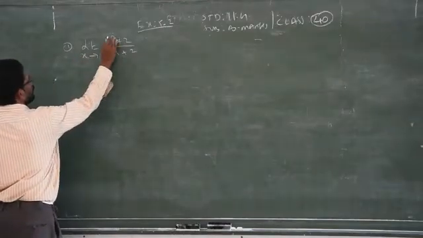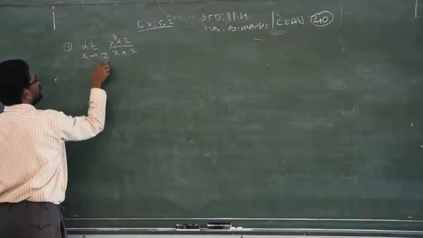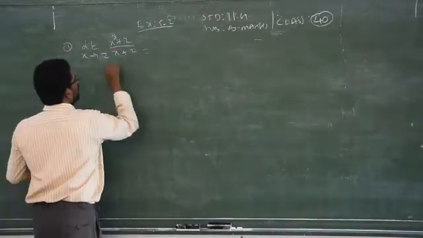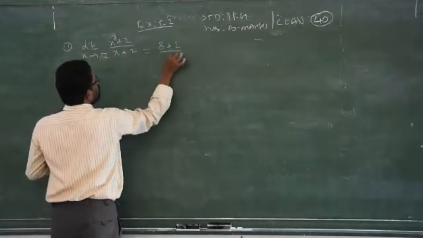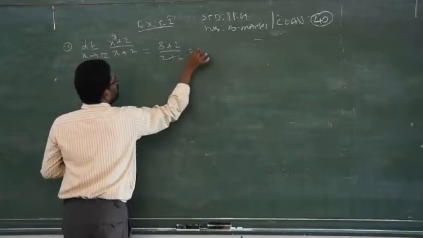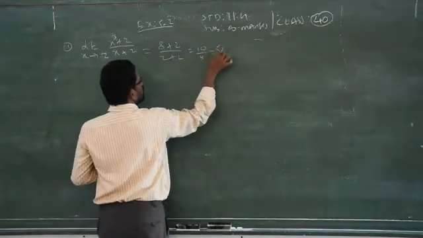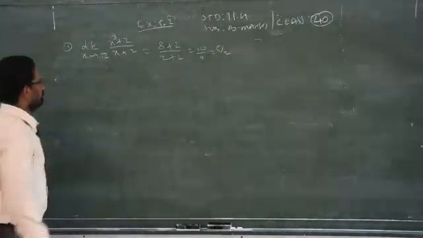Now I can replace straight away x by 2. I did not get 0 in the denominator, so I can replace directly. This is 8 plus 2 by 2 plus 2, which gives 10 by 4. My answer is 5 by 2.